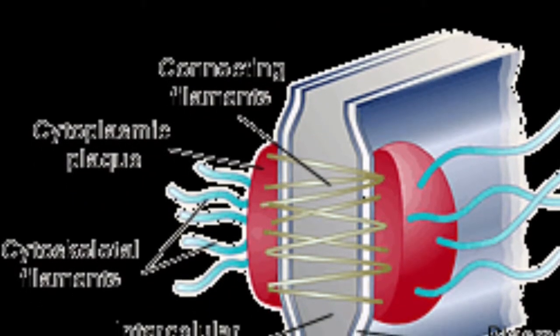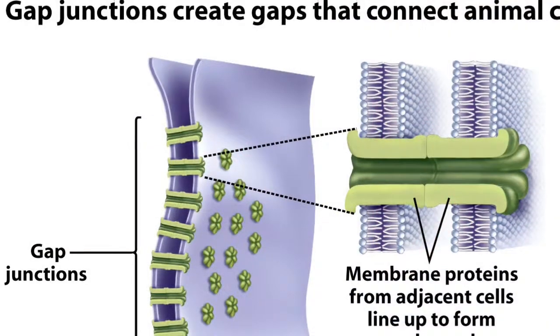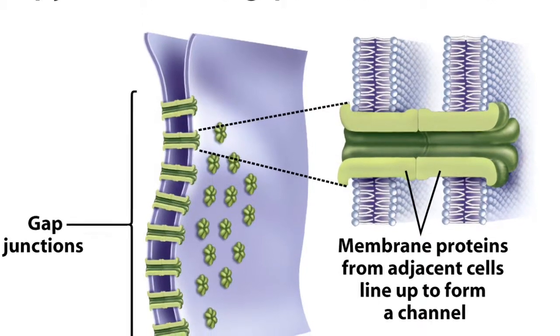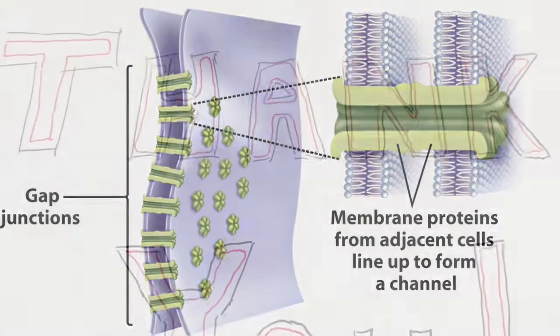Desmosomes fasten cells together. They are reinforced by keratin, which makes communication better. Lastly, gap junctions allow small molecules to pass. These are less of a connection, but still complete certain tasks.